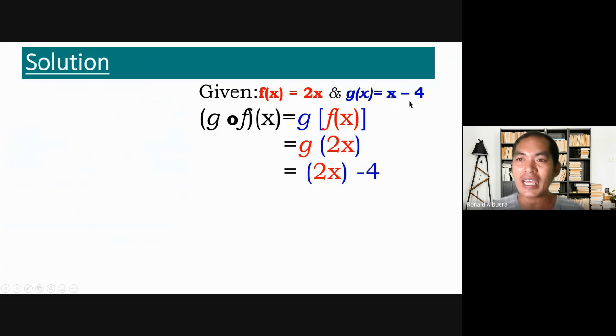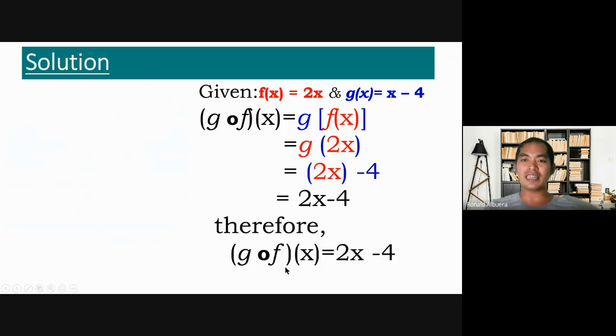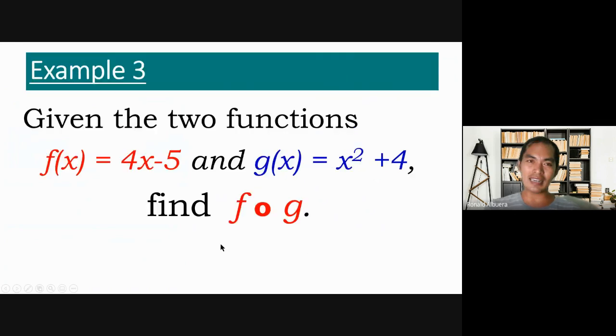Magiging 2x minus 4. And then, alisin lang natin ang parenthesis ng 2x. So 2x minus 4, that's already in lowest term. And that's the final answer. G circle f of x equals 2x minus 4. Tama? Yan ang sagot, class.